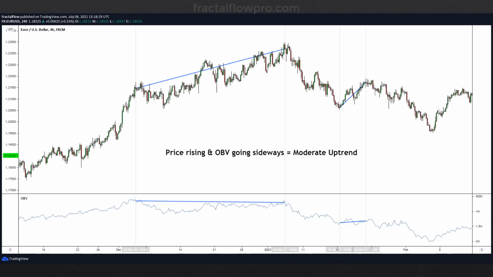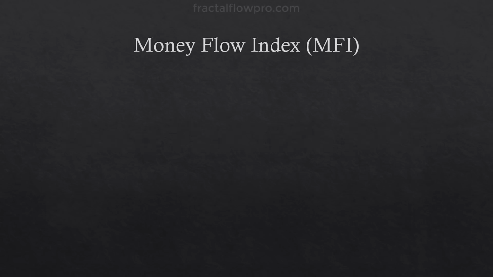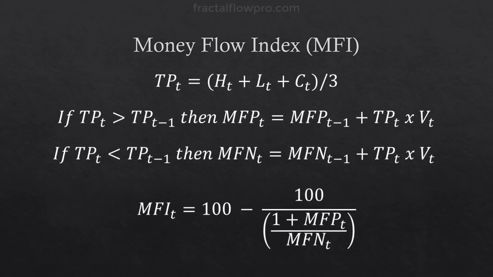The next indicator we're going to study is called Money Flow Index, and it is similar to the OBV and the RSI in a few different ways. It uses the typical price instead of closing prices, and the indicator is constrained within a fixed range that goes from 0 to 100, which makes it an oscillator.